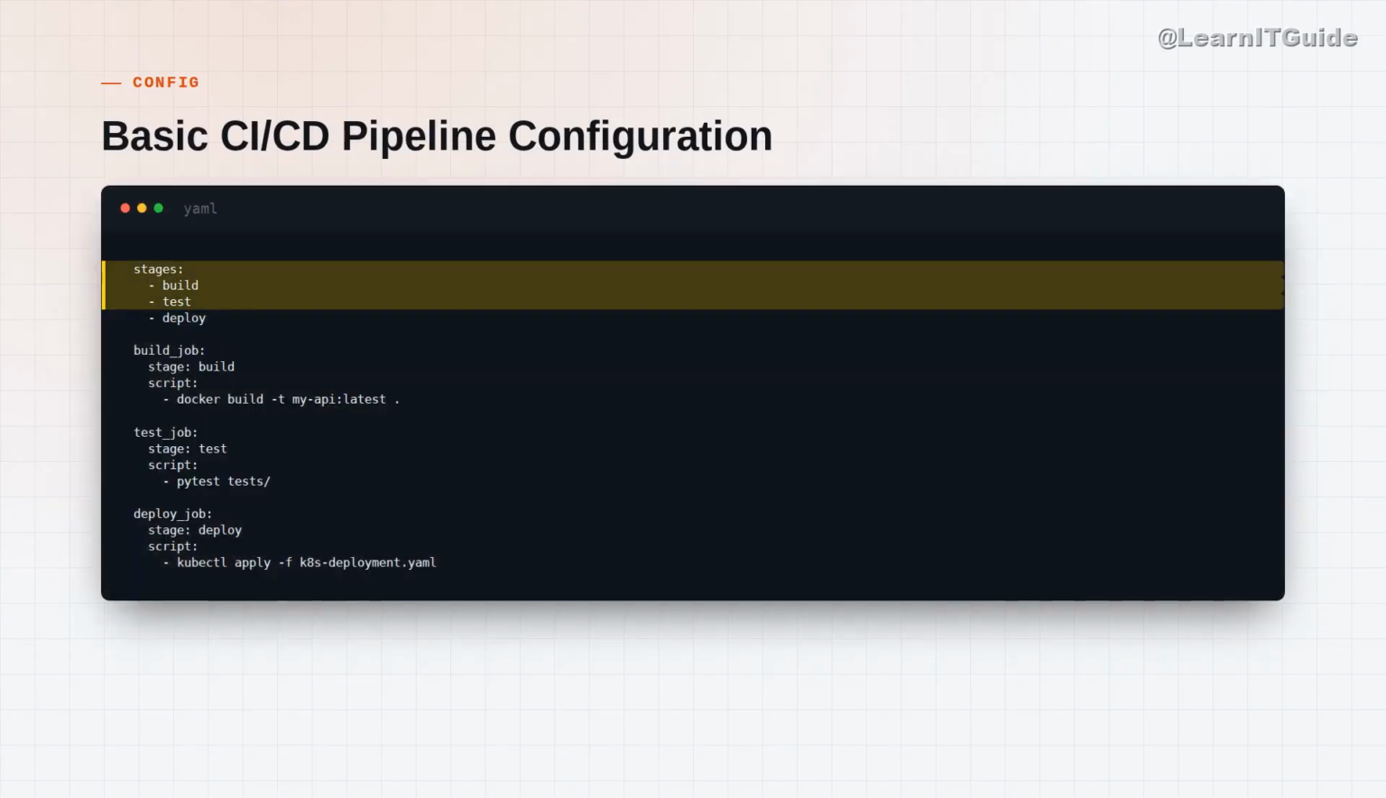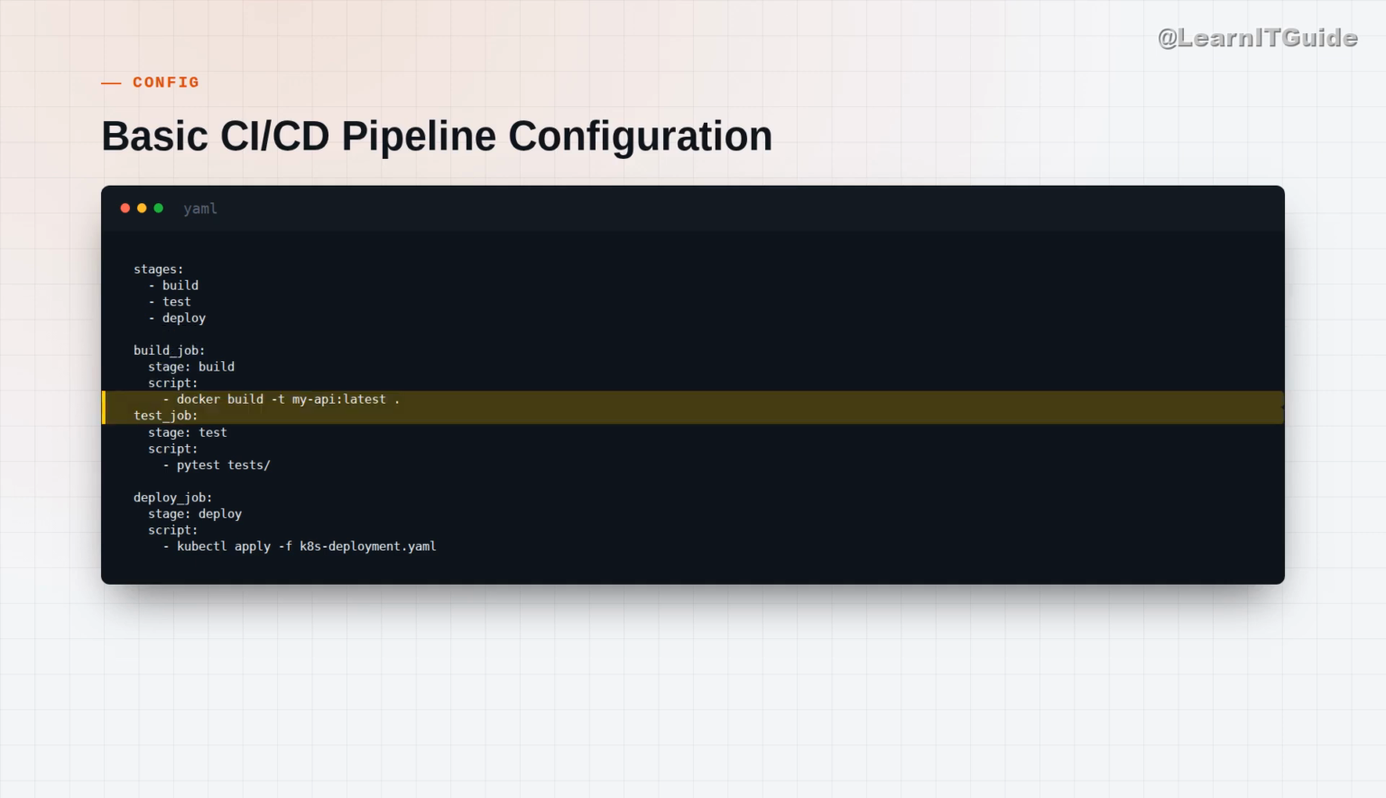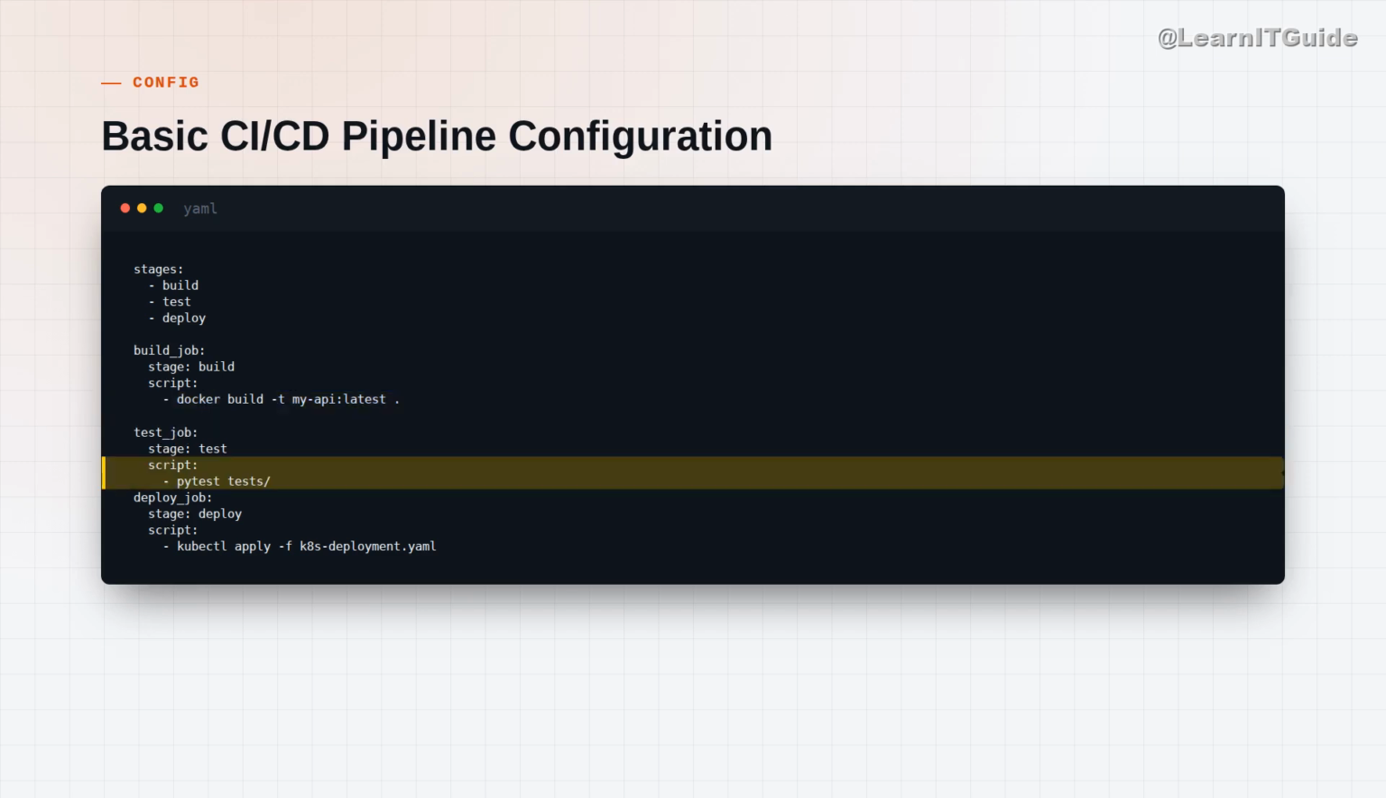Let's look at a concrete example. On lines 1 to 3, we define our pipeline stages. This is the backbone of the process. On lines 5 to 7, we build our container. If that build fails, the pipeline dies. On lines 9 through 11, we run our tests. Finally, on lines 13 through 15, we deploy to Kubernetes. This is the core concept of automation in action.